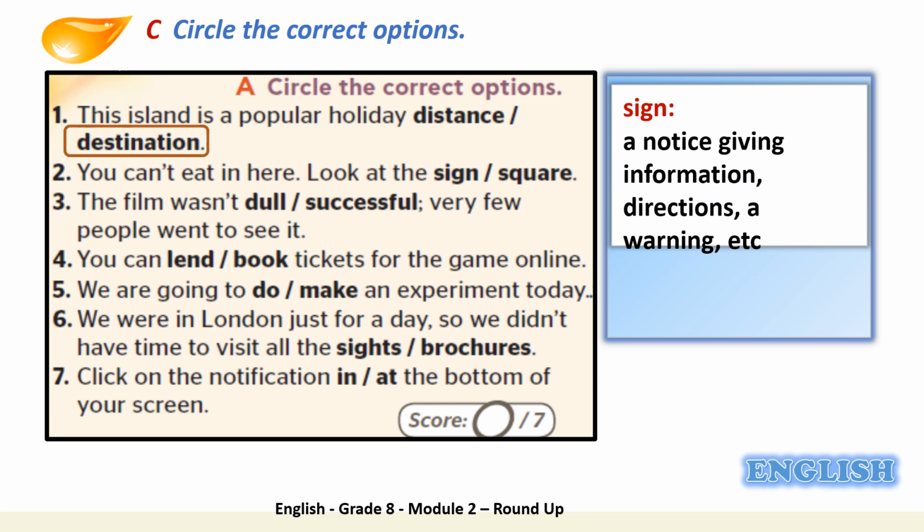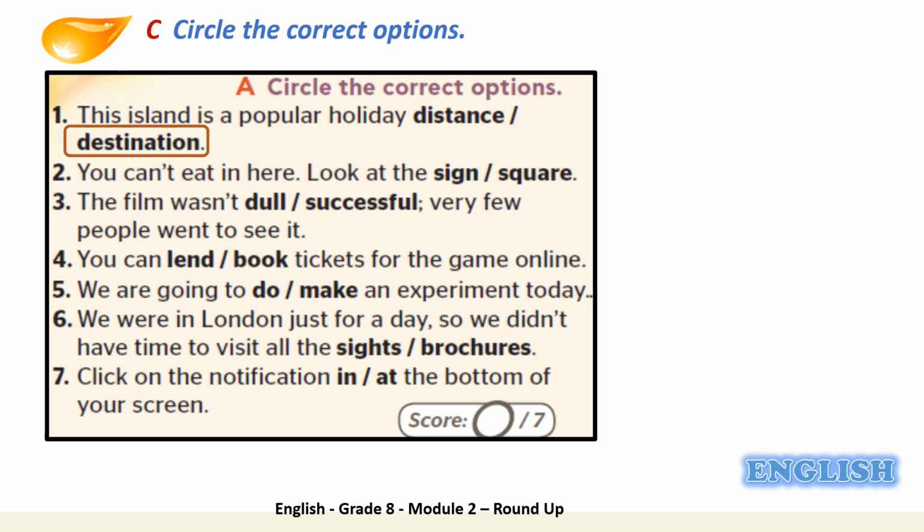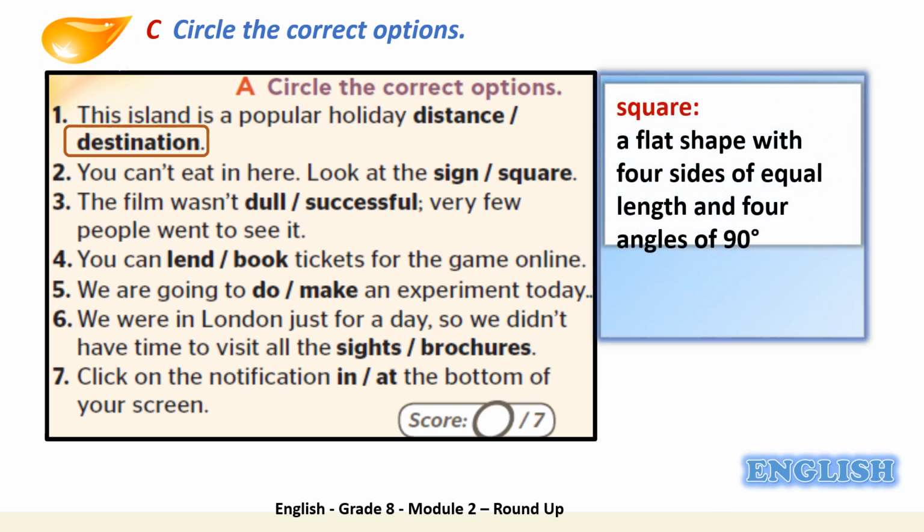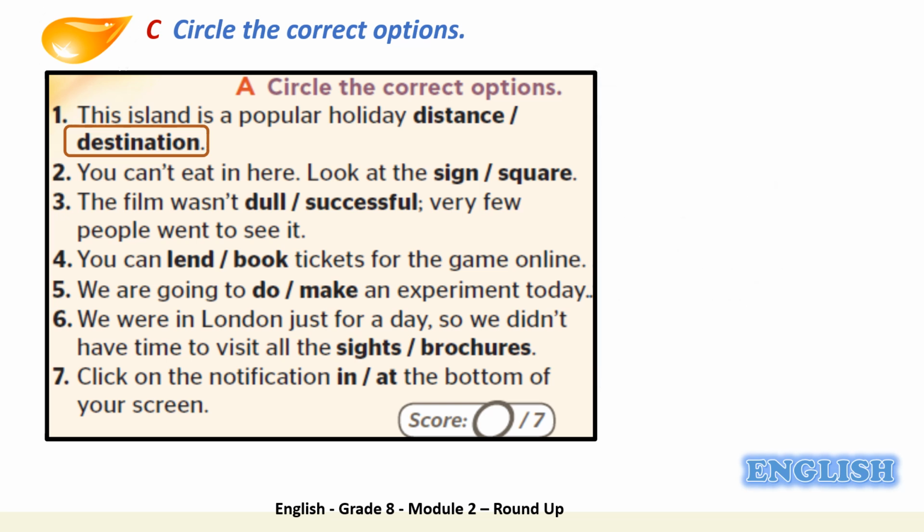The word sign, a notice giving information, directions, a warning, etc. Square, a flat shape with 4 sides of equal length and 4 angles of 90. So, 2. You can't eat in here. Look at the... excellent. Look at the sign.